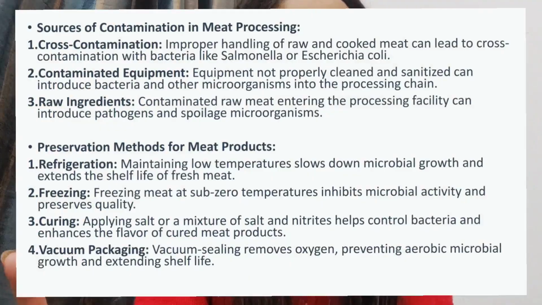Then we have sources of contamination in meat processing. Meat can be contaminated through cross-contamination, like improper handling of raw and cooked meat, which can lead to cross-contamination with bacteria like Salmonella and E. coli, Escherichia coli. Contaminated equipment that is not properly cleaned or sanitized can introduce bacteria and other microorganisms, which can lead to spoilage in the processing chain. Contaminated raw meat entering the processing facility can introduce pathogens and spoilage microorganisms.